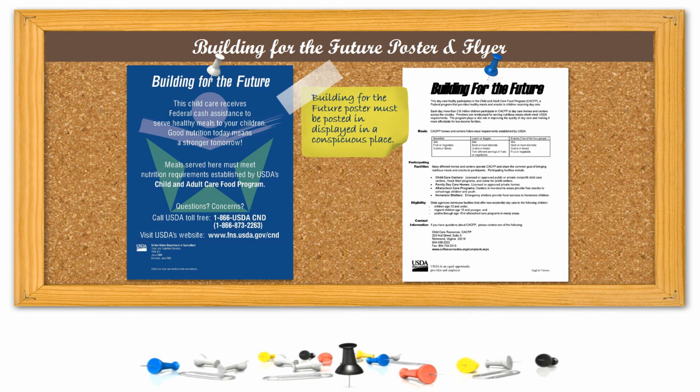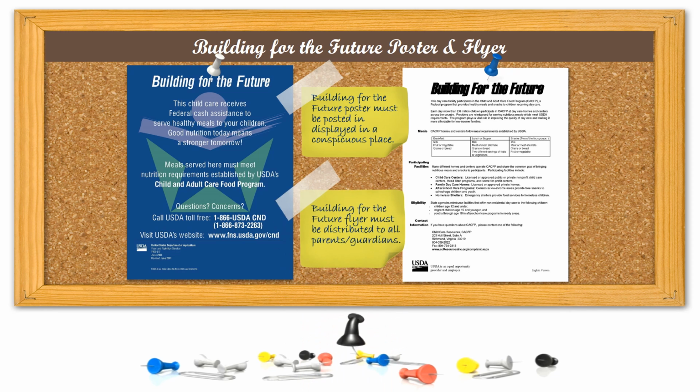The Building for the Future poster must be displayed in a conspicuous area within your center. This poster just clearly states that your center participates in the Child and Adult Care Food Program. The Building for the Future flyer must be distributed to all parents and guardians. This flyer just states that your center again participates in the Child and Adult Care Food Program. A good way to distribute is to add it to your enrollment packet.